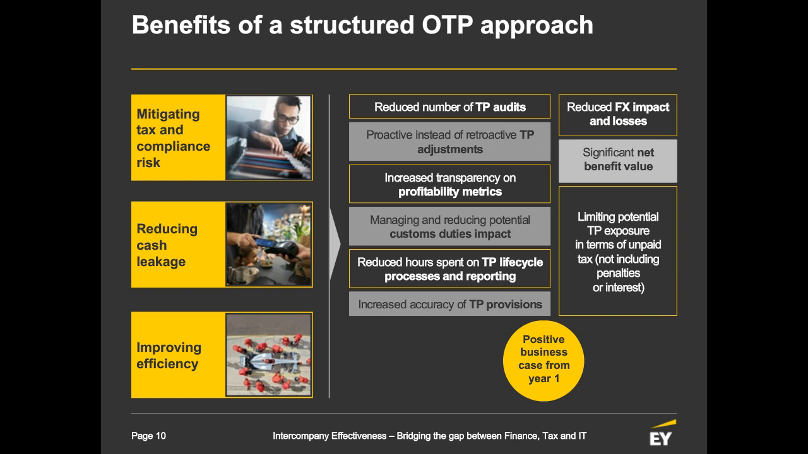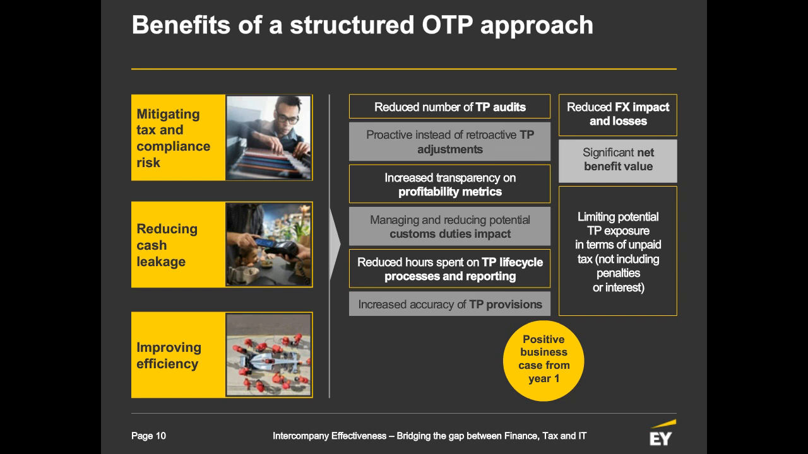for. So that's achieved by taking more of a prospective process throughout the year, that we can reduce the TP provisions held on the balance sheet because we're more confident in the numbers that we're producing, again, making regular adjustments throughout the year. We've reduced the impact on customs.